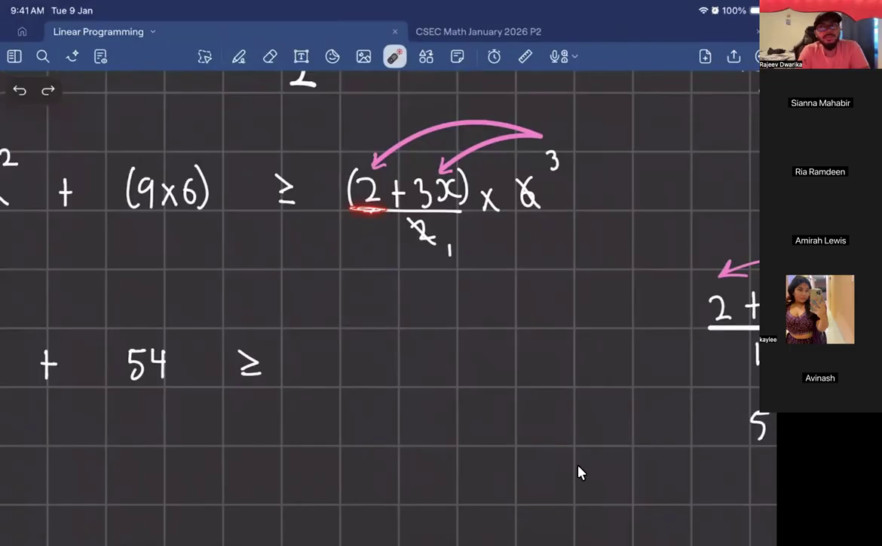So a variable is something that we don't know in maths, and we usually represent a variable by a letter, right? This 2 over here is a number or a variable? A number, right? This 3x, do you think is 2 plus 3, or do you think is 2 plus 3x? I would say it's 2 plus 3. Right. Now, do you know what 3x means?